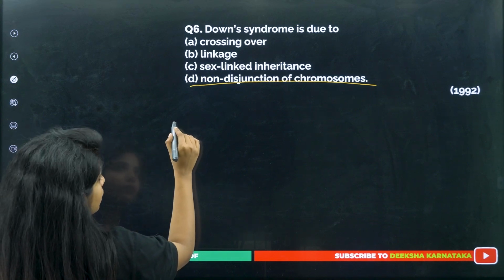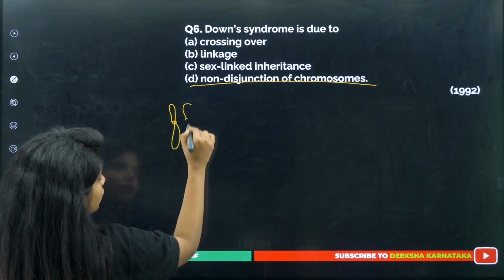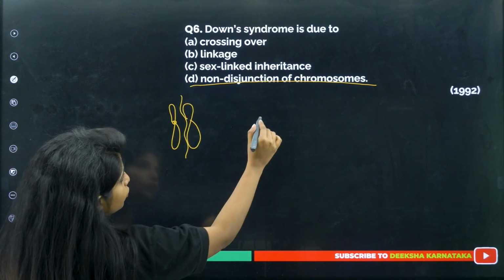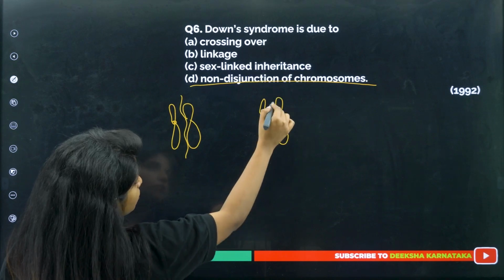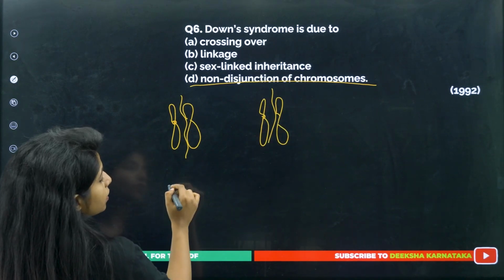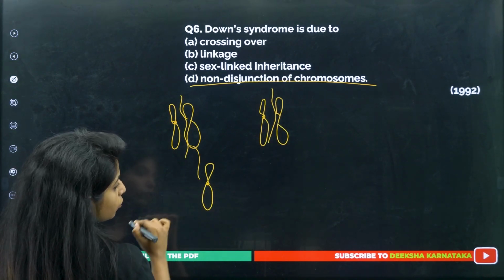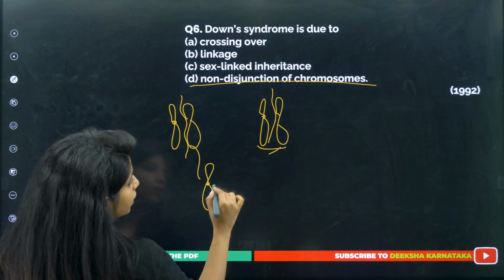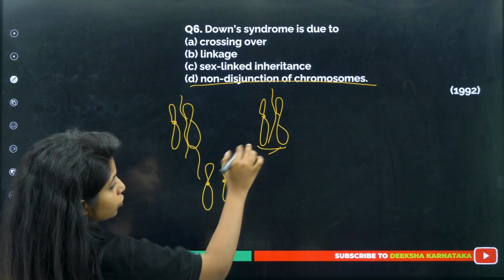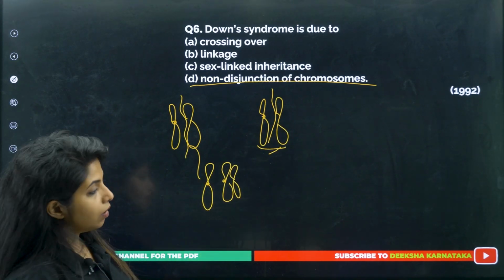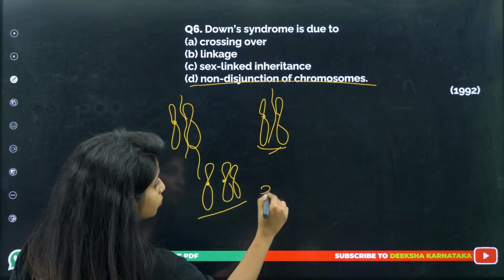Because from one particular parent, you should get one chromosome, and from the other also you should be getting one chromosome. But what is happening? From one particular parent, you are getting one chromosome, but from the other parent, you are getting two chromosomes. So the chromosomes which should be apart are not, and you have three chromosomes in total.